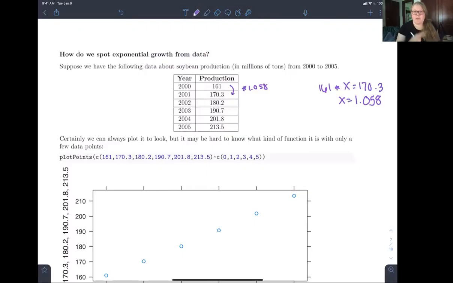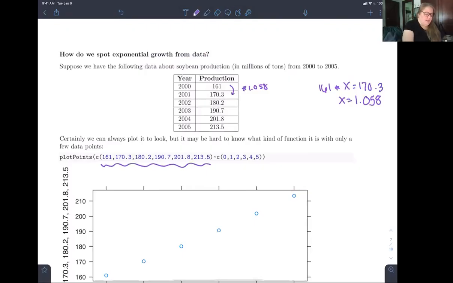And if you keep going down the list, you'll notice that that's the same every time, or approximately. You can try the rest out for yourself. Take 180.2 and divide it by 170.3, and so on and so forth. That's that constant proportion of change. Instead of adding it, we're multiplying by it.